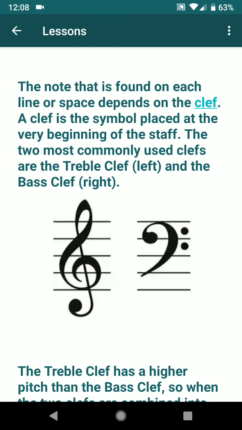The note that is found on each line or space depends on the clef. A clef is a symbol placed at the very beginning of the staff. The 2 most commonly used clefs are the treble clef, which you can see on the left, and the bass clef, which you can see on the right.